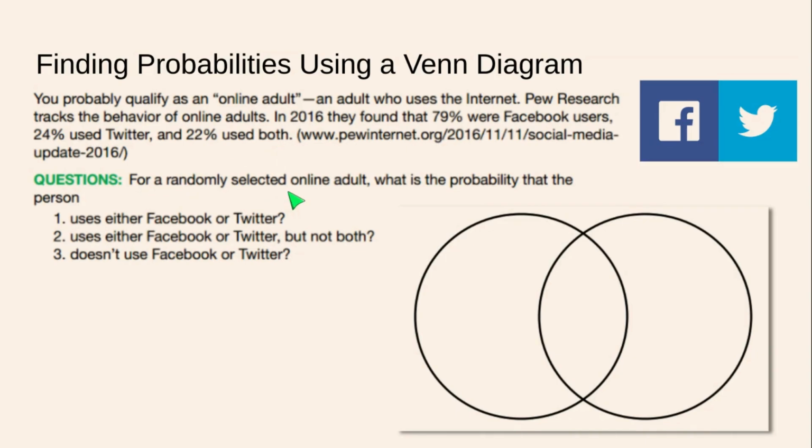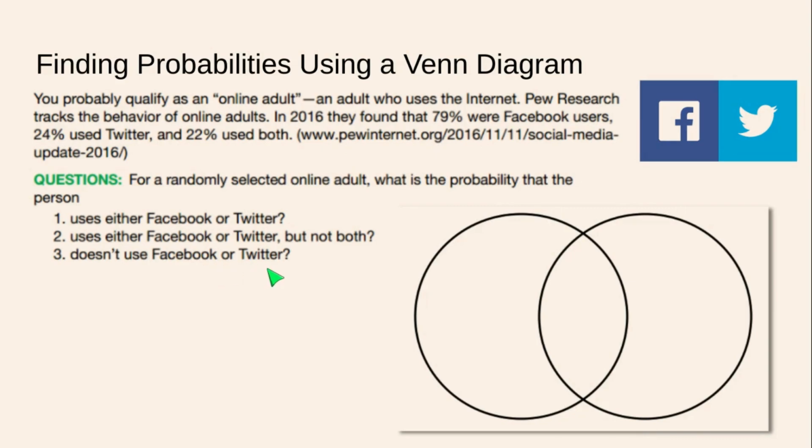For a randomly selected online adult, what is the probability that a person, 1, uses either Facebook or Twitter, 2, uses either Facebook or Twitter, but not both, or 3, doesn't use Facebook or Twitter at all?